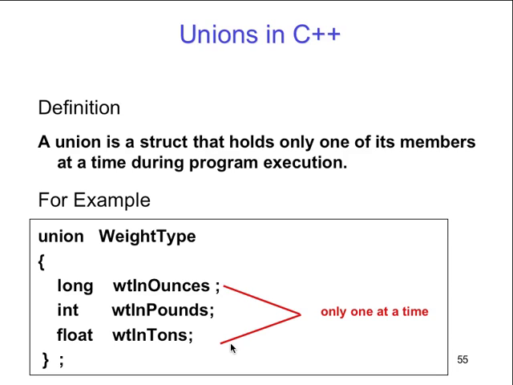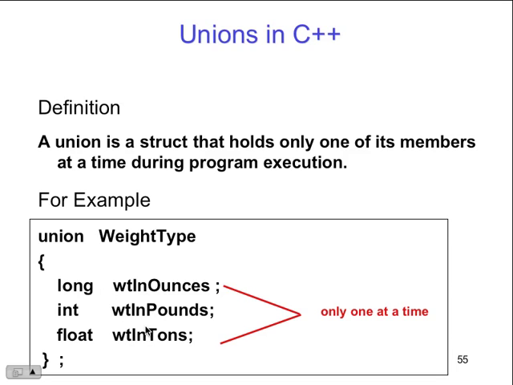You can't store more than one data member. It is declared in the same identical way as the structure, except for the keyword union is used instead. So we have union, space, the name of the union. We still have the semicolon at the end of the declaration, but only one at a time of these can be used. So we say it's going to be a long, an integer, or float.